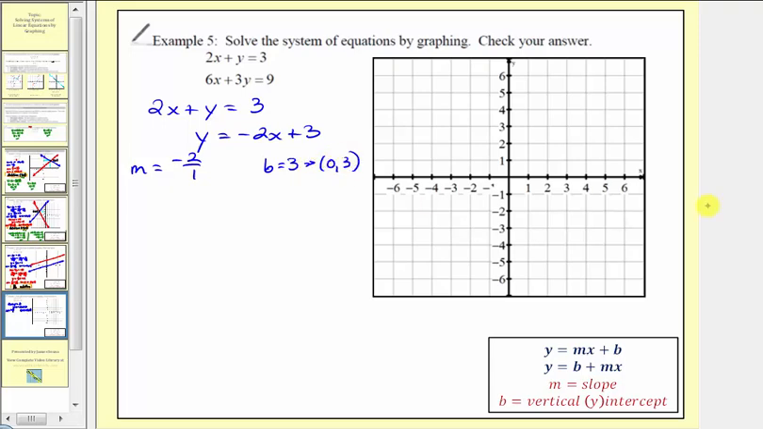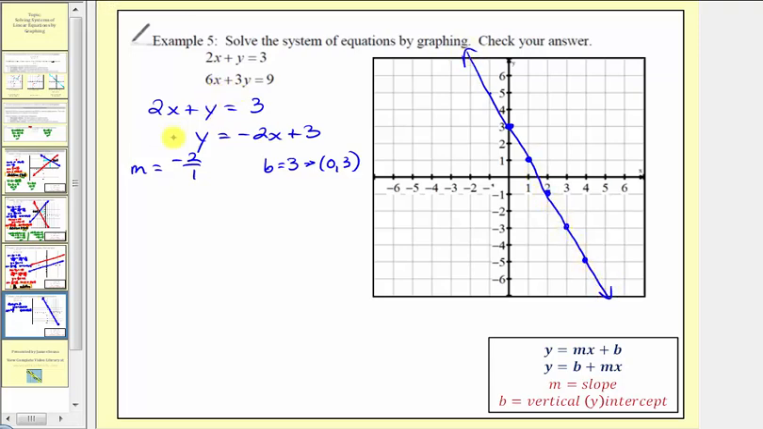So we plot our vertical intercept first, which is here. Slope is negative 2 over positive 1, so we go down 2, right 1. And we'll do this several times. Down 2, right 1, down 2, right 1, down 2, right 1. Let's go ahead and graph our first line.